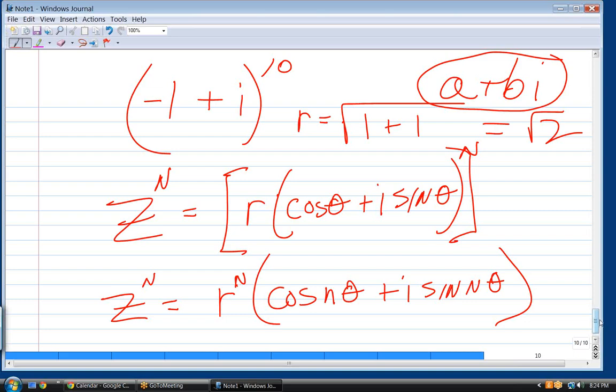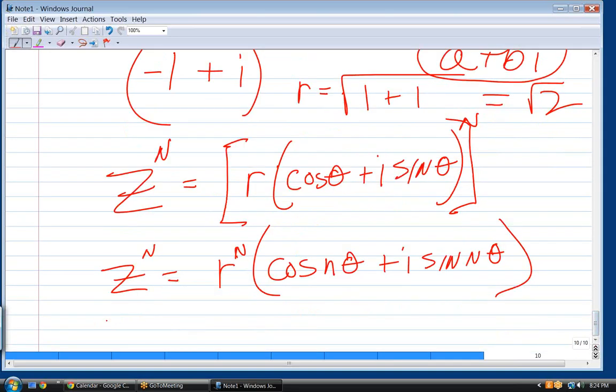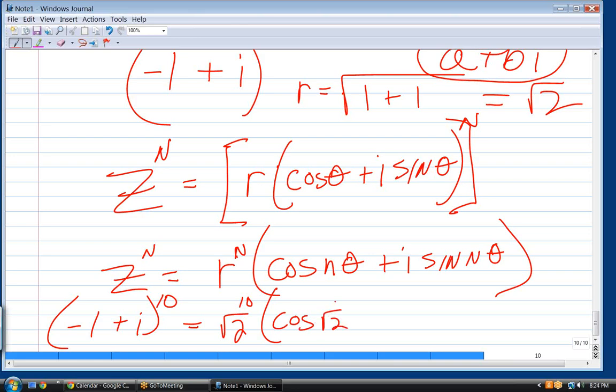Alright, so we've got z to the 10th power. Well, let's make this z, a complex number. So that to the 10th power is square root of 2 to the 10th power times the cosine of r theta. What is theta again? And this is the same formula as with vectors.